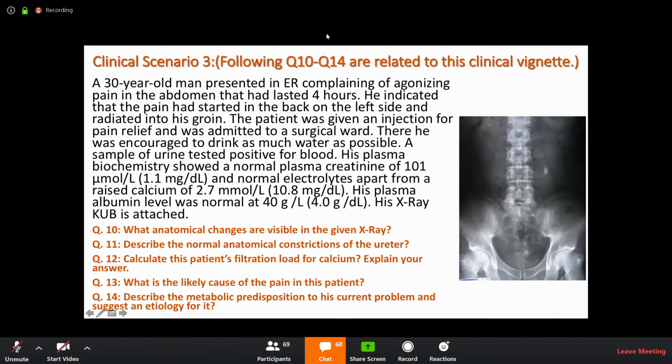So guys, now regarding this question, what is the likely cause of the pain in this patient? As I said, this stone, this calculus is in the ureter. It's stuck in the ureter. Otherwise, if it's not stuck, it could have fallen down. So it's stuck in the ureter and it's causing the obstruction to the flow of the urine. So as a result of the stone being stuck in the lumen, the urine is not passing.